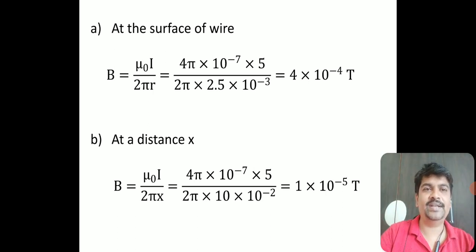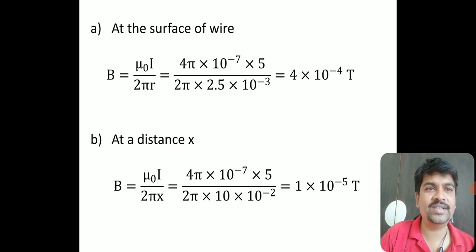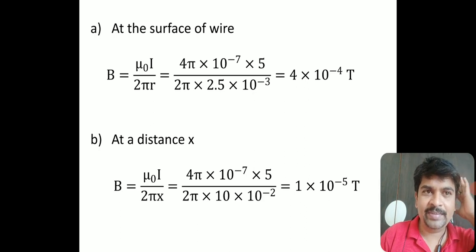It is in centimeter. Please convert all the units into SI units. The SI unit of centimeter is meter. Therefore 10 to the power of minus 2 meter. So if you calculate this, the answer comes out to be 1 into 10 to the power of minus 5 Tesla. You can express this in terms of micro Tesla also. So it will be 0.1 micro Tesla.